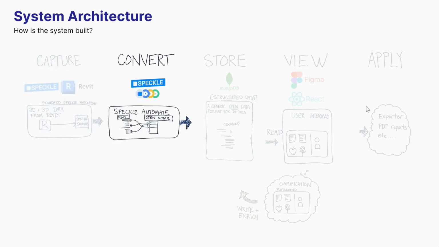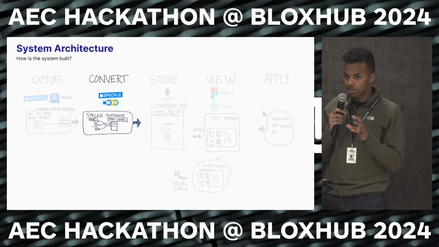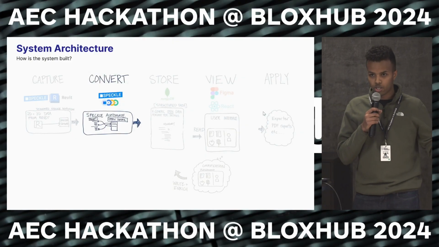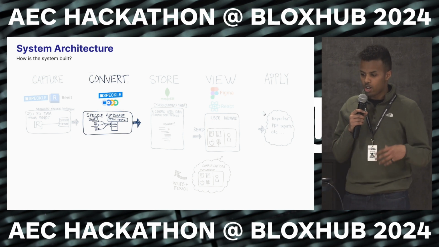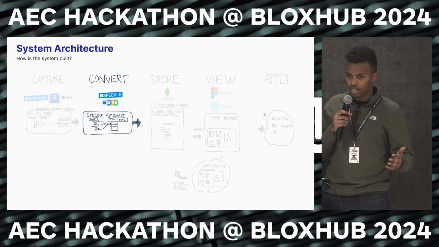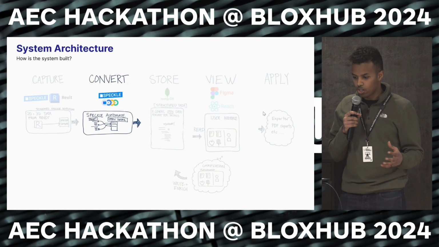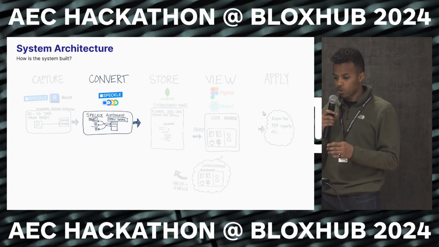And then the next stage is convert. So we used a different part of the Speckle system. So we've uploaded the data to Speckle, and then we're using Speckle Automate, which is their latest feature, to essentially run CI/CD on our building data. And what this allows us to do is to take that information, process it, and then push it to our store.